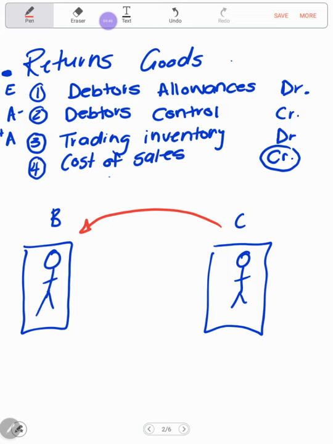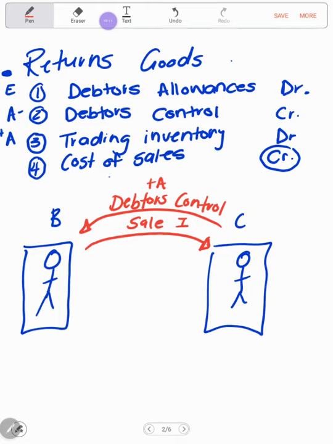That will tell us that our debtors control will increase. We are gaining a debtor. Okay, and obviously what's happening, you are making a sale, so you're going to have debtors control that's increasing, and you're making a sale, which is an income to the business. All right.